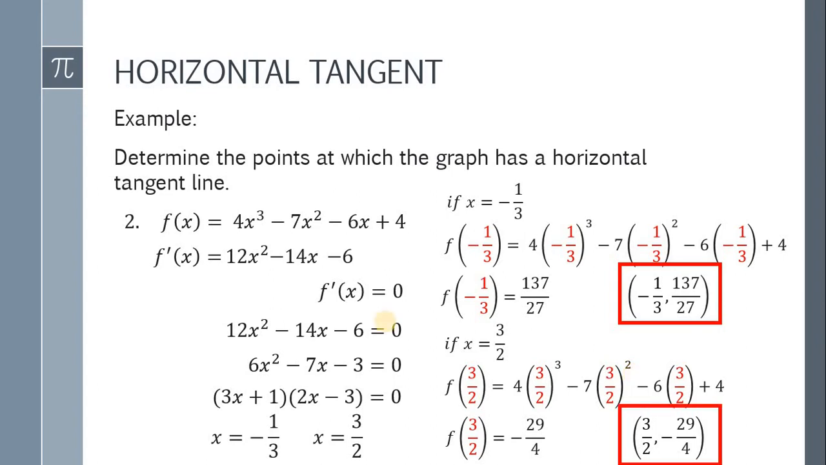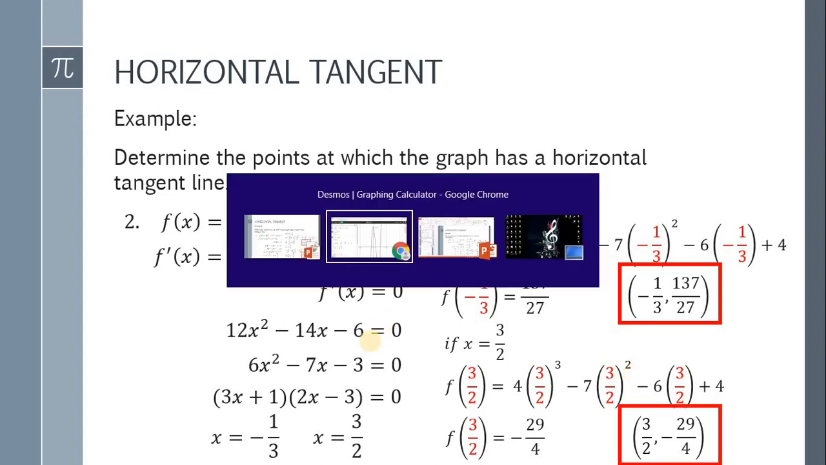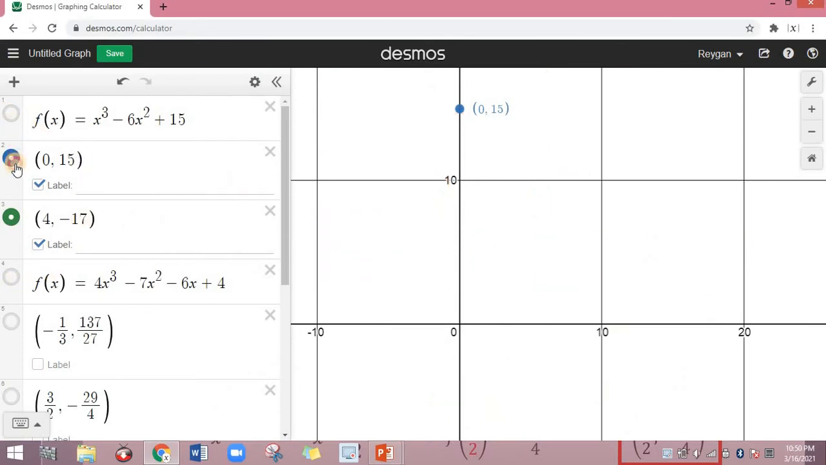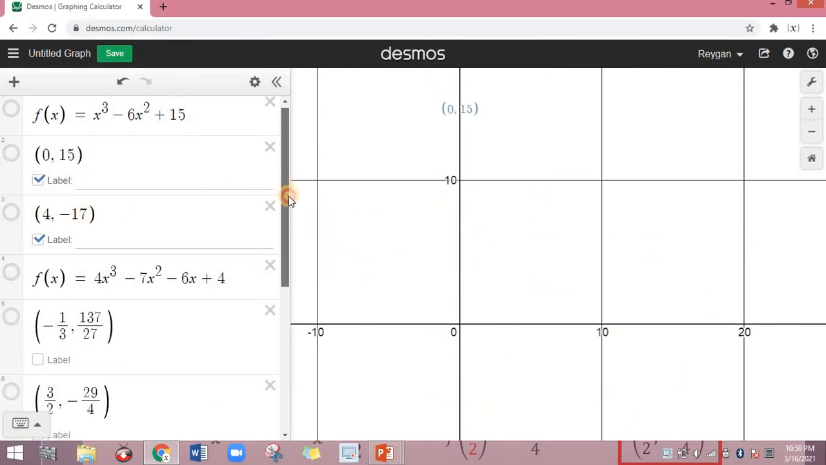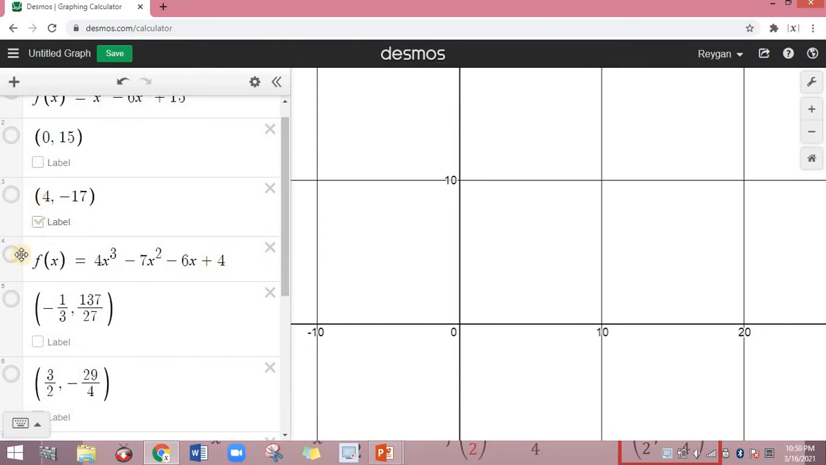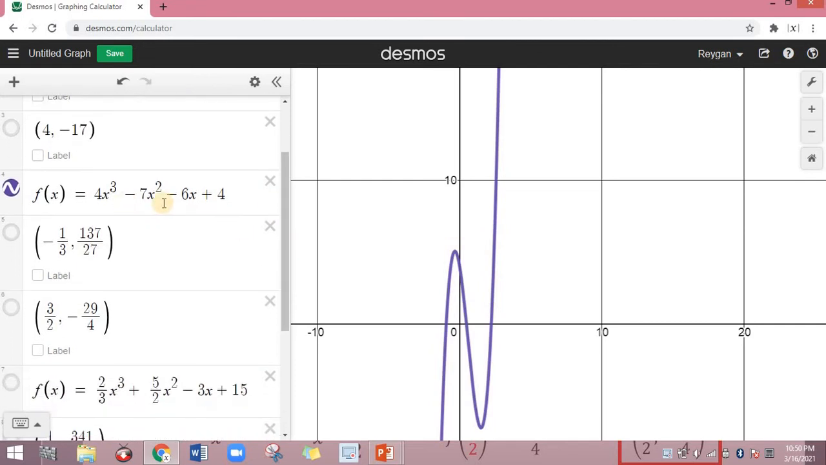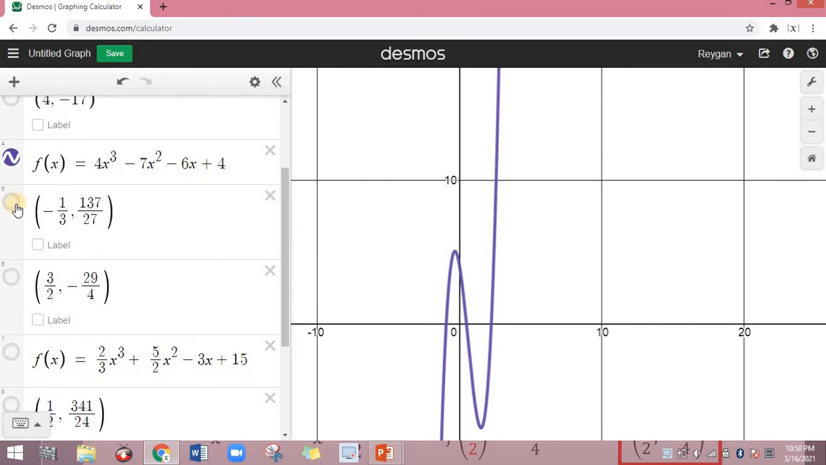Now, to double check our answer, punta ulit tayo kay Desmos. Okay, tanggalin muna natin yung ating solution para sa number 1. Ito yung ating number 2. Ito yung ating function. F of x is equivalent to 4x cubed minus 7x squared minus 6x plus 4. Next, yung unang point na nakuha natin is equal to negative 1/3, 137/27. And ito siya. Diyan natin ang label. Since ito yung isa sa mga peak ng ating graph, obviously, meron tayong horizontal tangent line sa point na yan.